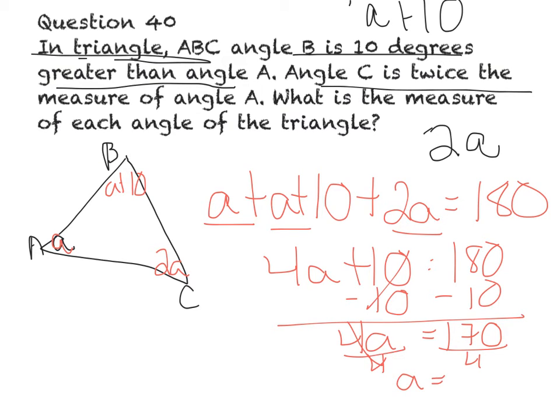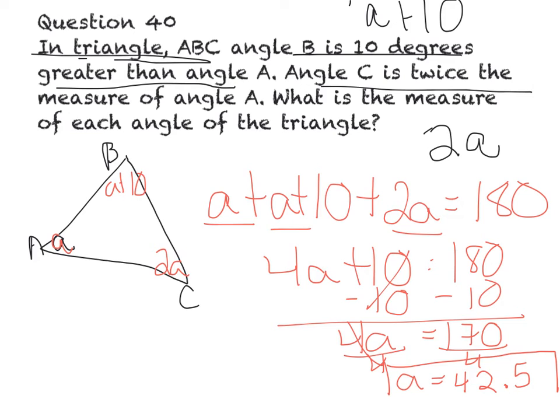A equals, so 4 goes into 17 4 times. Okay, leaving 1 left over, so that becomes 10. 10 goes into 4 twice, which is 8. And so then we have 2 left over, and that would be 42.5.